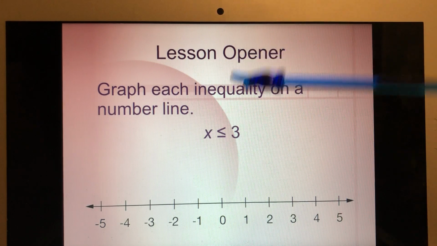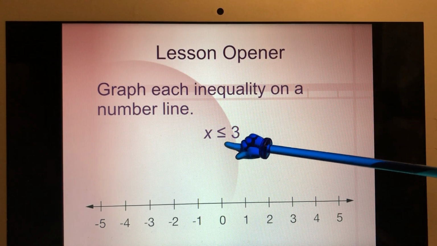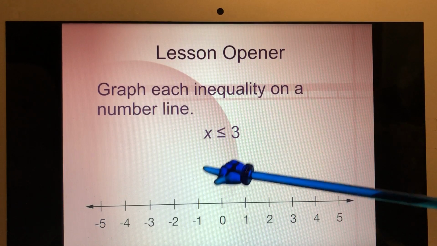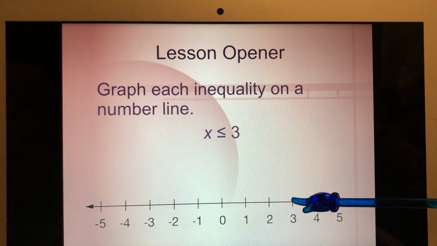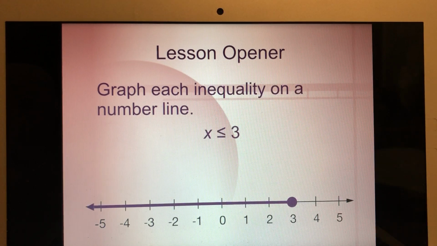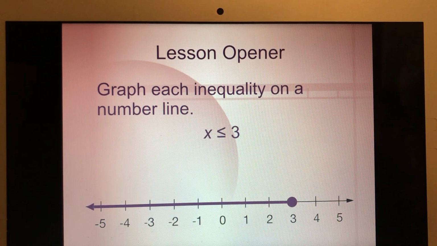Then, if we had an inequality that was x is less than or equal to 3, we would go to 3 right here, and down to the left, and that gives us less than or equal to.